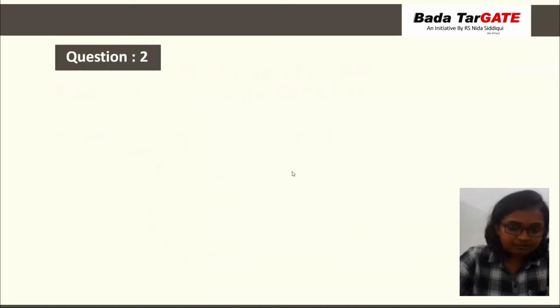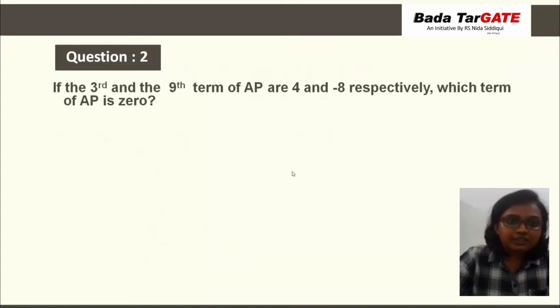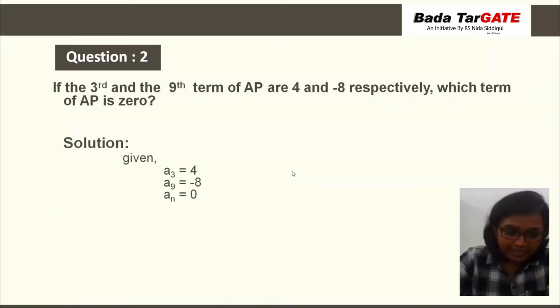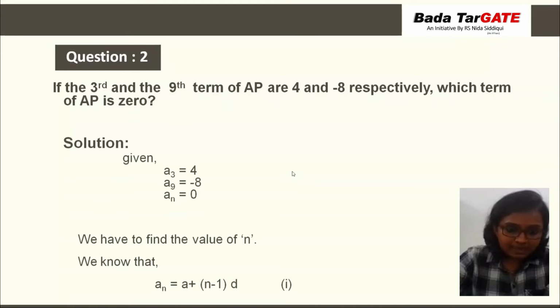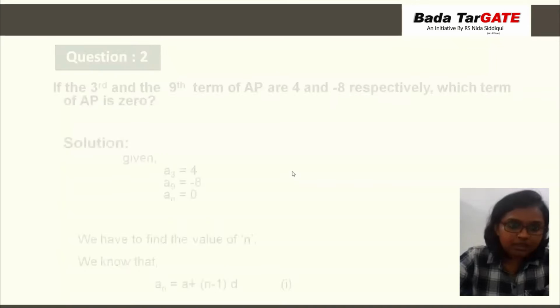Coming to the second question. If the third and ninth terms of the AP are 4 and minus 8 respectively, which term of the AP is 0? So, from the question, we know that A3 is equal to 4, A9 is equal to minus 8. We need to know which term of the AP is 0. So, for that, we need to know the N for which An is equal to 0. Here we know the equation An is equal to A plus (N minus 1) into D. We can substitute all the given values in this equation.